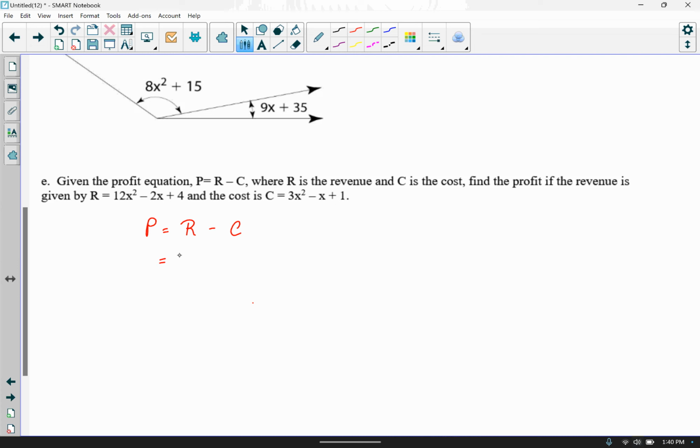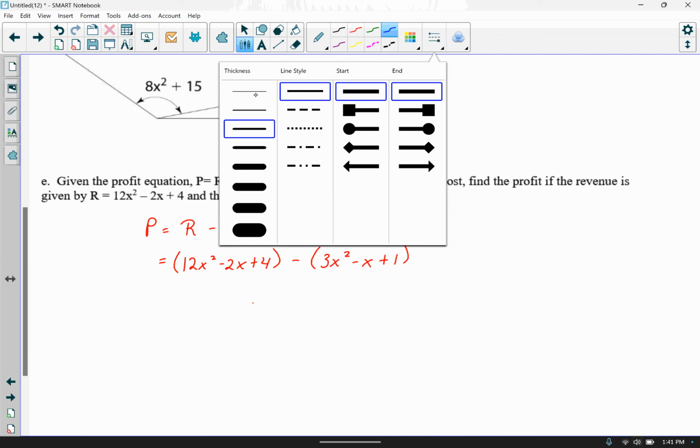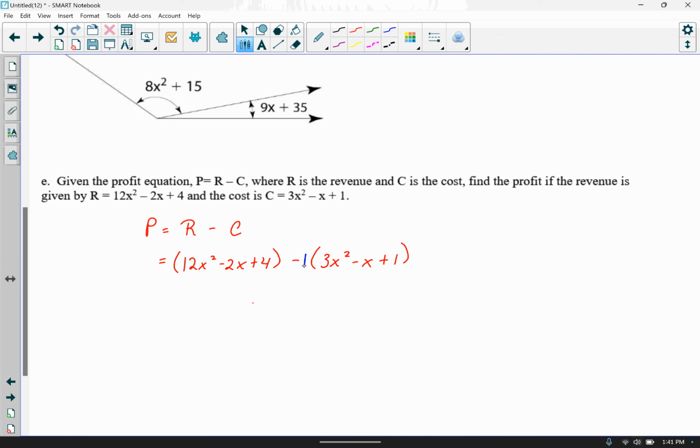In place of revenue, I'm going to put the expression 12x squared minus 2x plus 4. And in place of the cost, I'm going to put that expression 3x squared minus x plus 1. Notice how I put that second expression in parentheses. That one had to be in parentheses because I've got a minus sign sitting in front of it. And so remember, that minus sign is like a -1 that has got to be distributed into the entire cost function back there. So I'm going to bring down my revenue. Nothing's going to change in that one. It's only what's behind the minus sign.